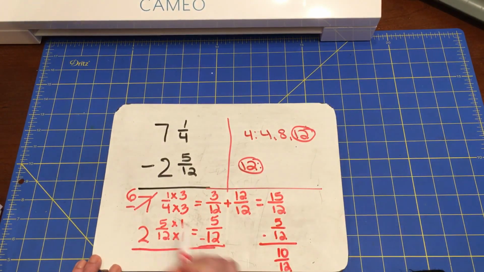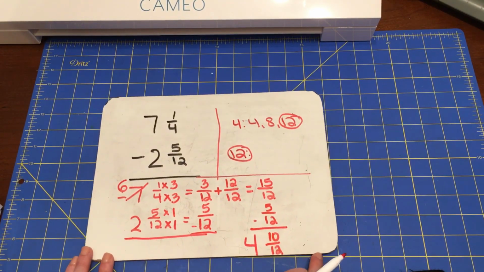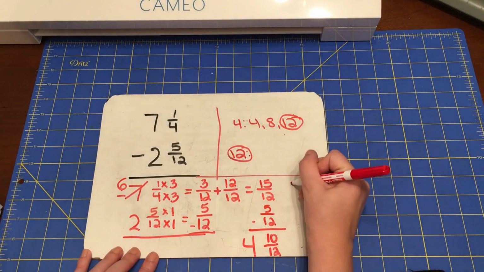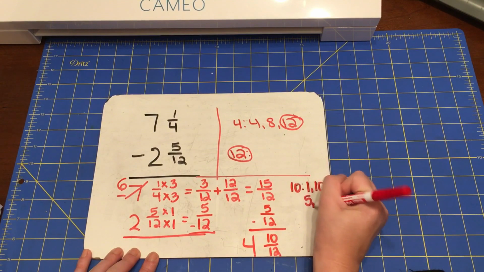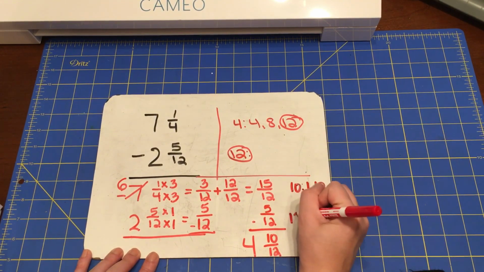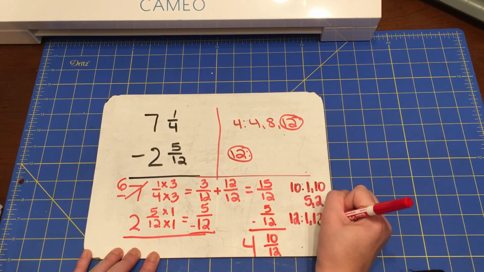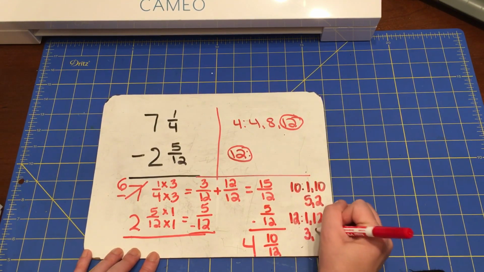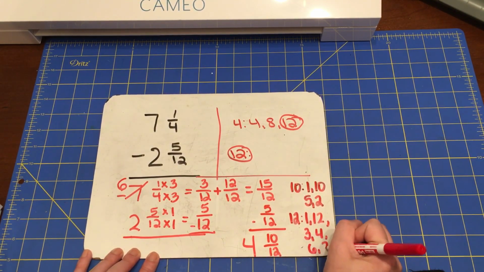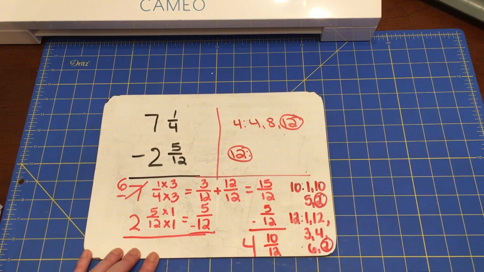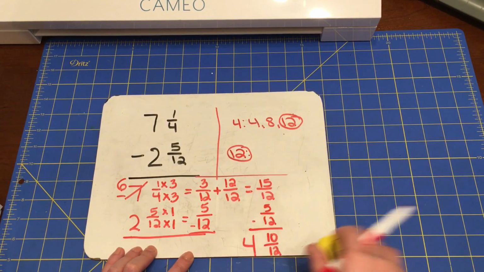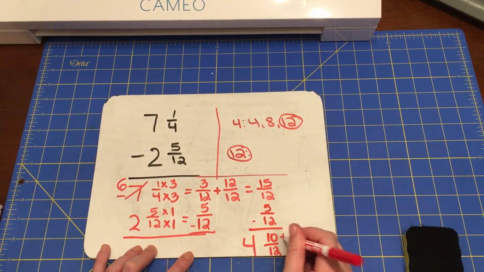And then I have to come back over here to my whole number. So 6 minus 2 is 4. And now you should have simplified your fraction. So the factors of 10 are 1 and 10, 5 and 2. My factors of 12 are 1 and 12, 3 and 4, 6 and 2. So the biggest number they both have in common is 2.